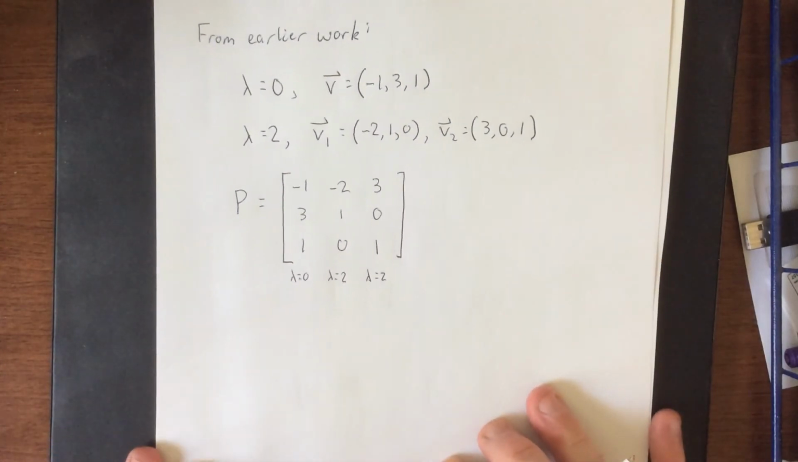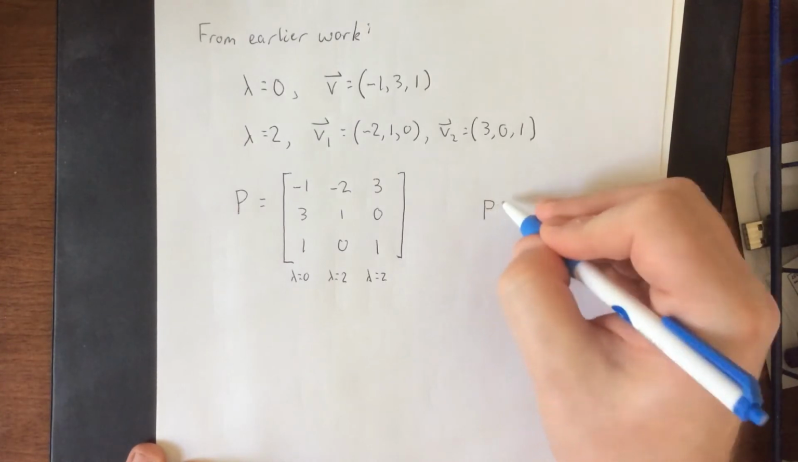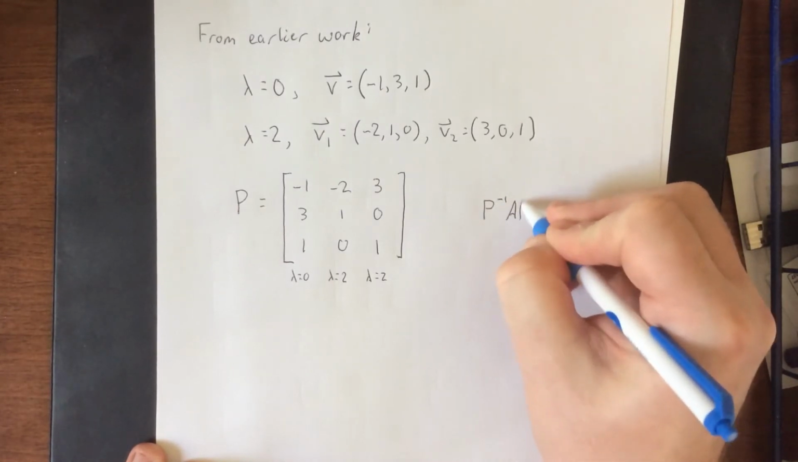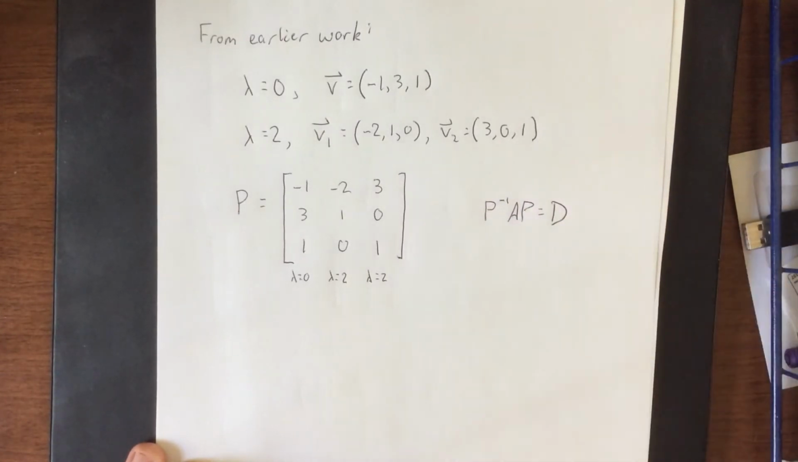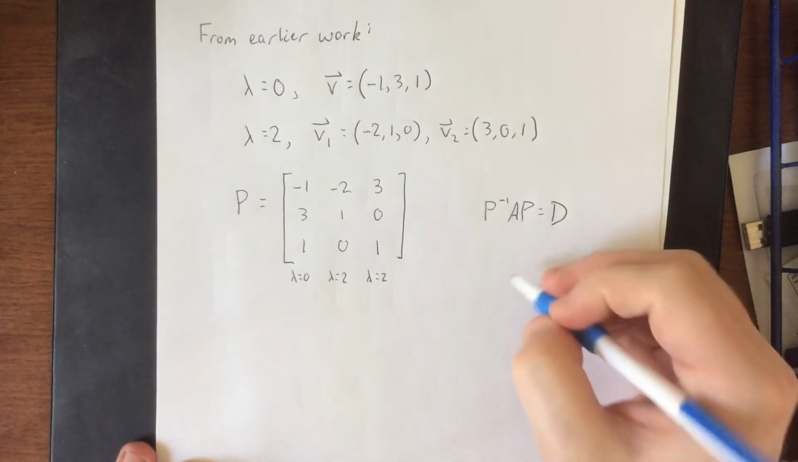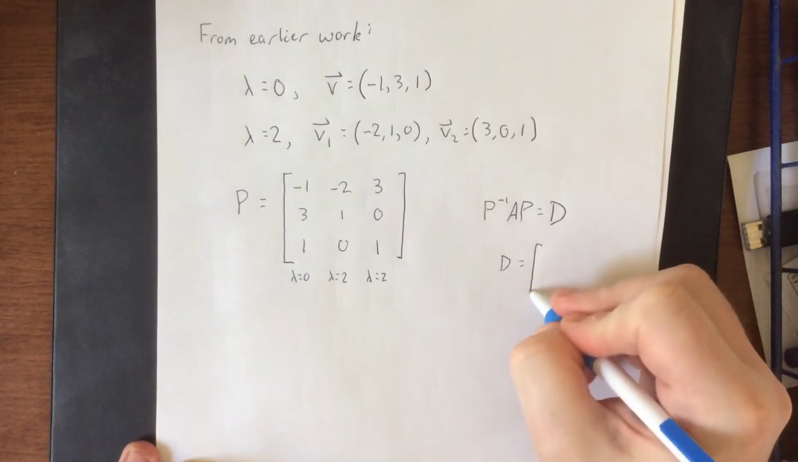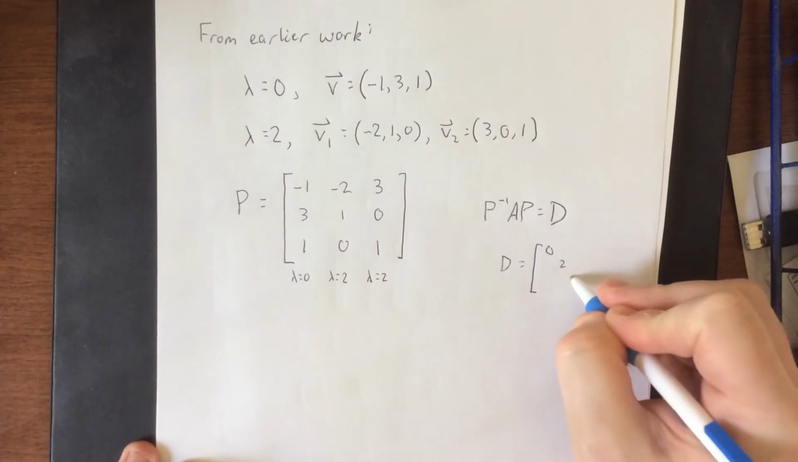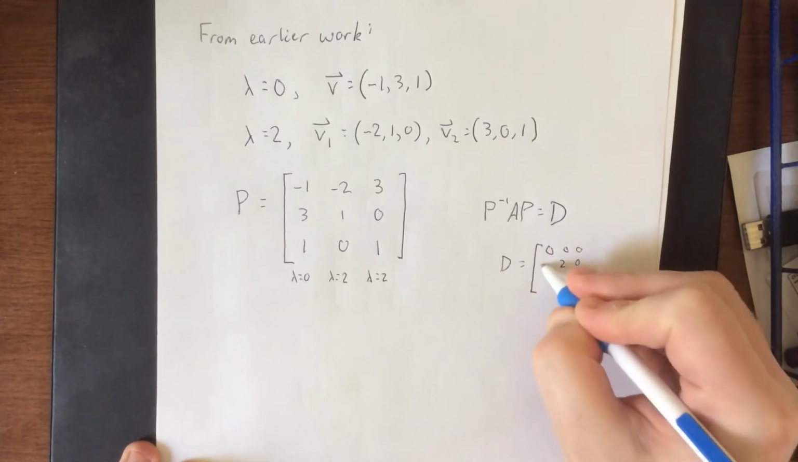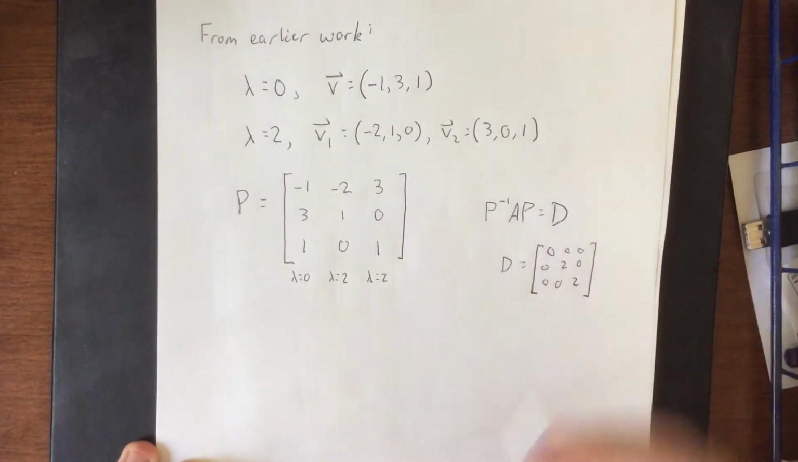Now this is where we're going to use the calculator to help us out a bit, because we are supposed to take P inverse times A times P, and we should wind up with a diagonal matrix of eigenvalues, and our prediction is that D is going to be the matrix with 0, 2, 2 on the main diagonal, and zeros elsewhere.